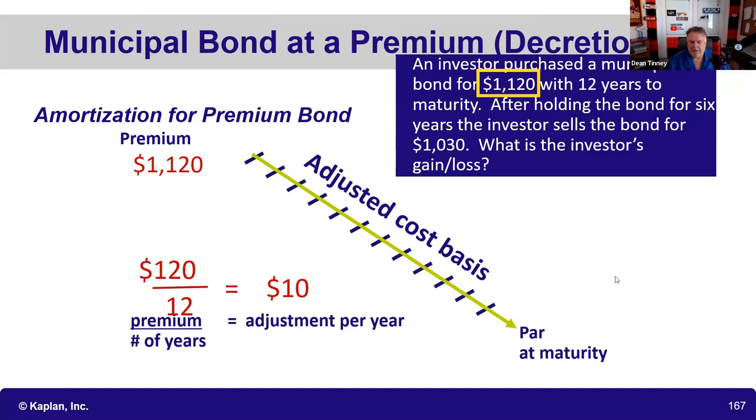$1,120. We're getting back $1,000. So we're losing $120 over 12 years. So we're losing $10. That's the amount that I'm going to have to decrete each year. Again, 50% probability I'm going to have to do this.